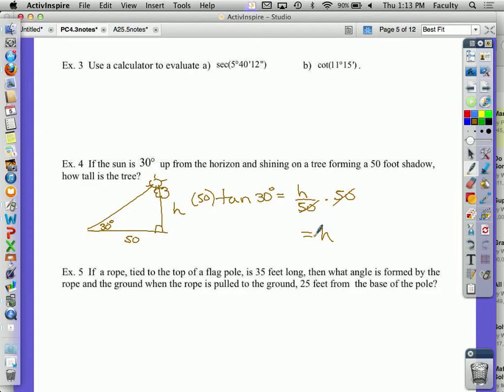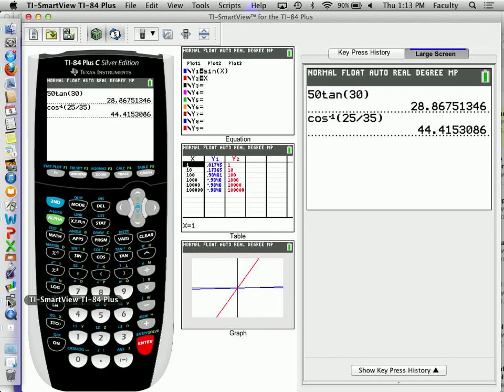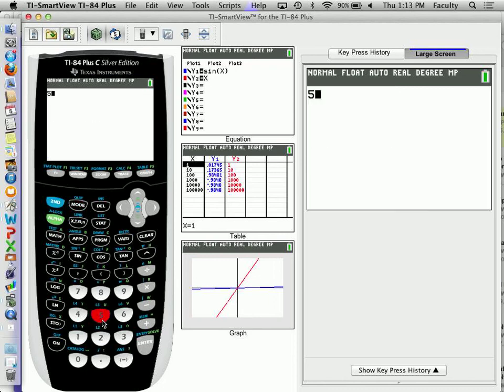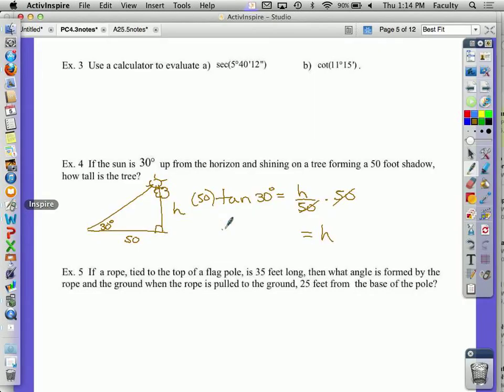So we're going to need our calculators. Check your mode, check your mode, check your mode. You want to check that you're in degree mode, and then we're going to do 50 tangent 30. And I'm getting about 28.9 feet. Make sure on word problems you include appropriate units. Also, the difficulty is going to be getting a good diagram from the problem.